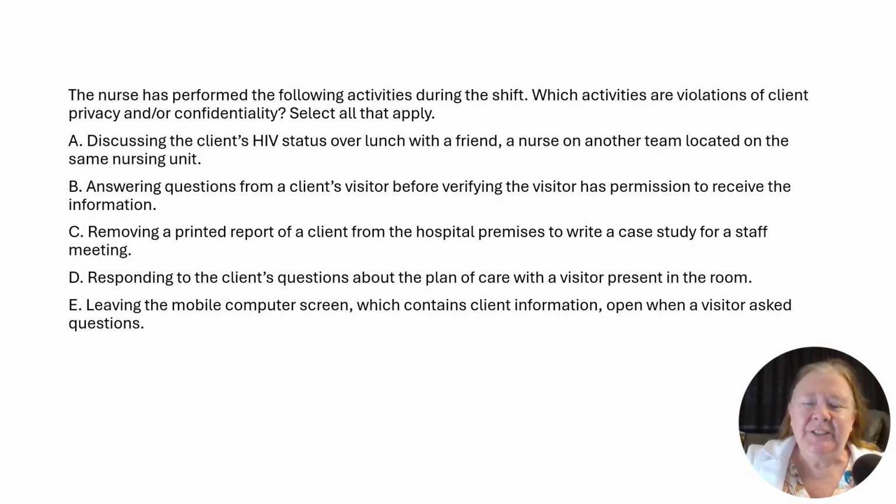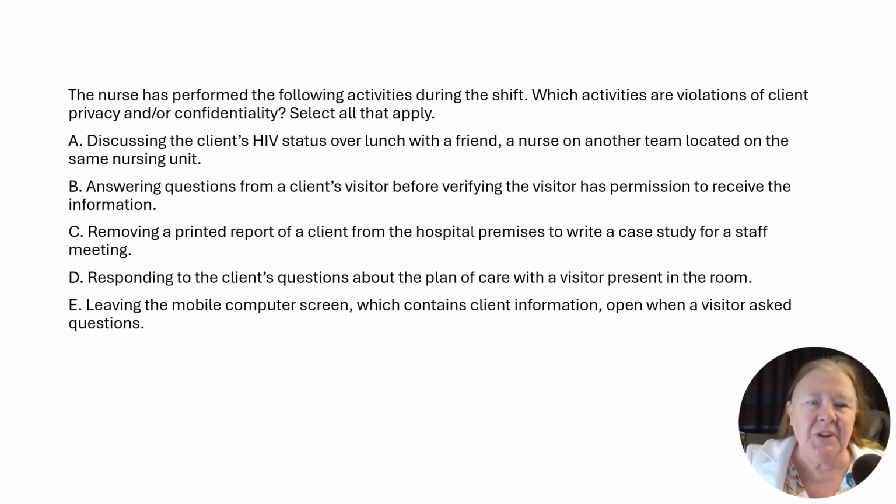Here's another select all that apply question. The nurse has performed the following activities during the shift. Which activities are violations of client privacy and/or confidentiality? Select all that apply. A.